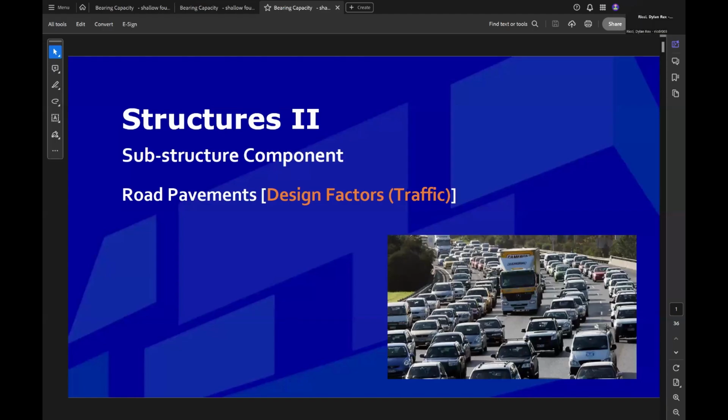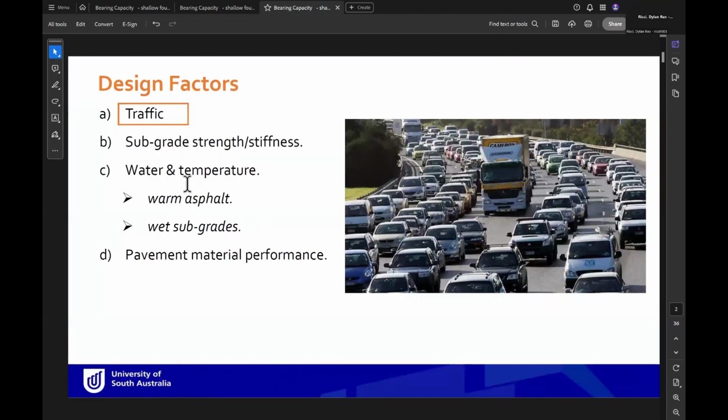The lecture today will be about the design factors for road pavement. So, what are the design factors for road pavement?